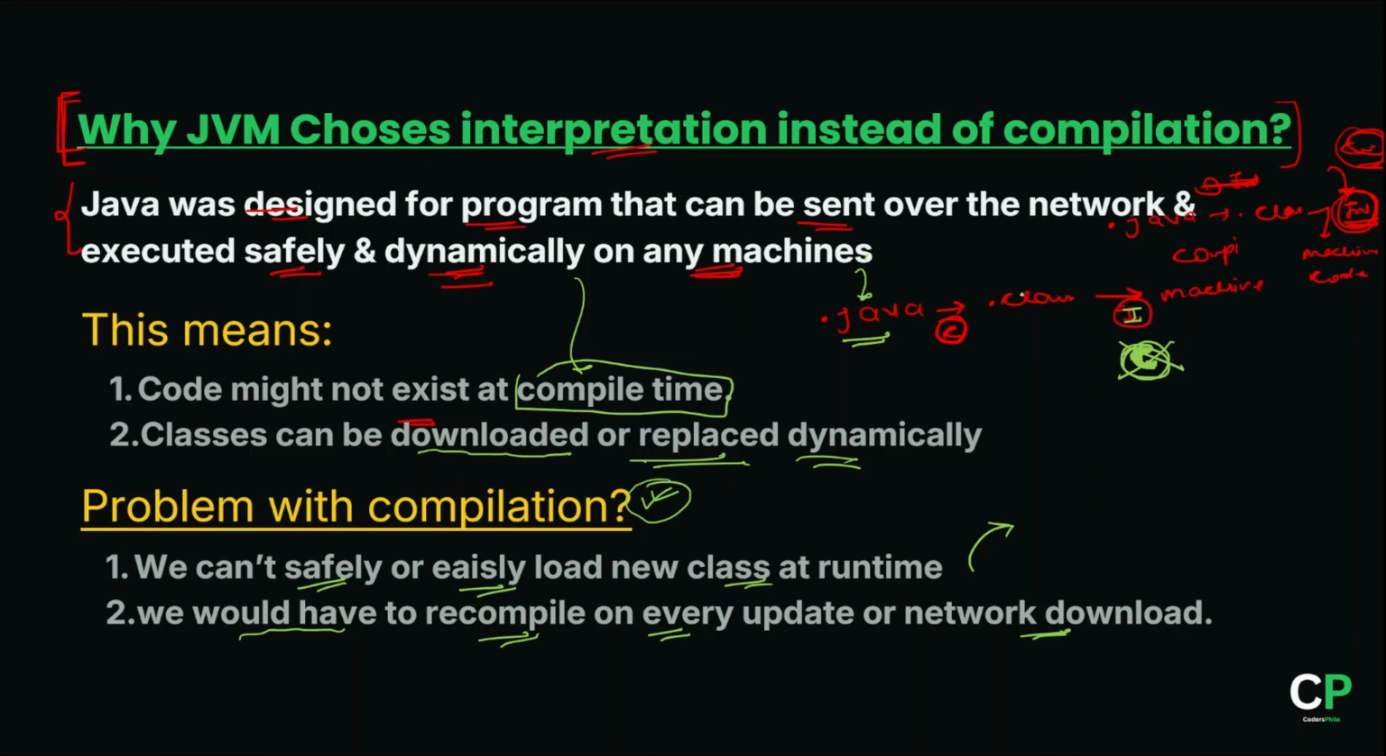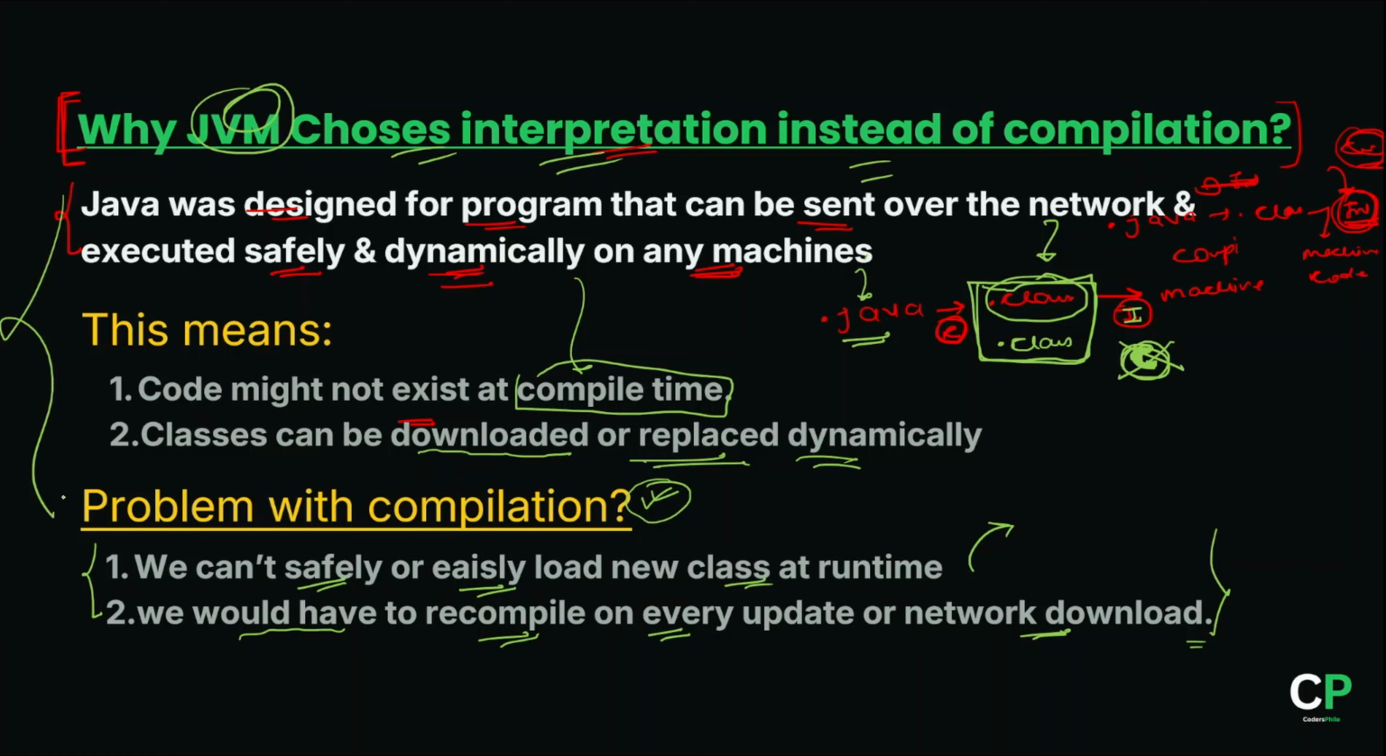For example, here is our .class file, and suppose we get a new file over the network and add another .class file. Now the JVM can safely execute this .class file. That's why Java, and the JVM, choose interpretation instead of compilation.